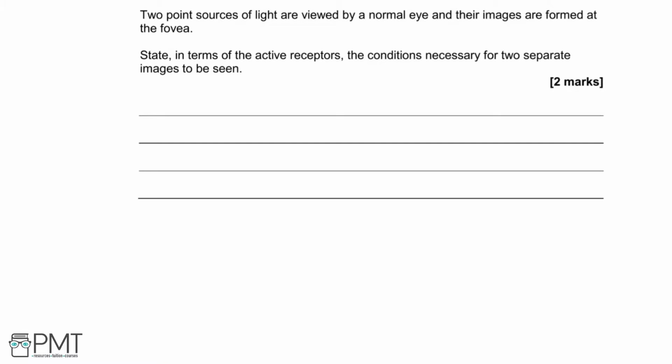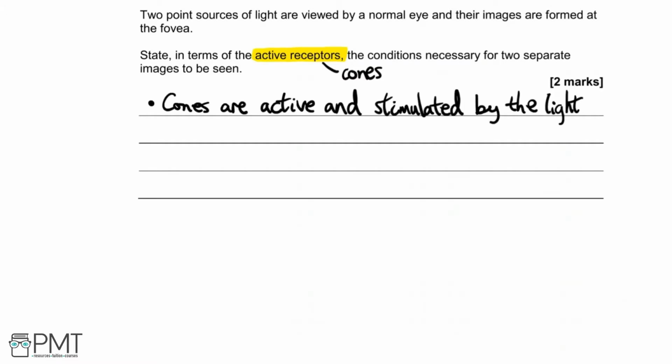Well, first things first, instead of saying active receptors, we're going to call those cones, because those are the things that detect the light in the eye. And that's going to be our first condition, is that those cones are active. And importantly, they need to be stimulated by the light. So that's going to be our first mark.